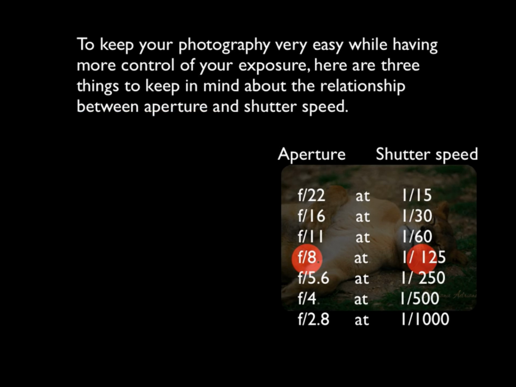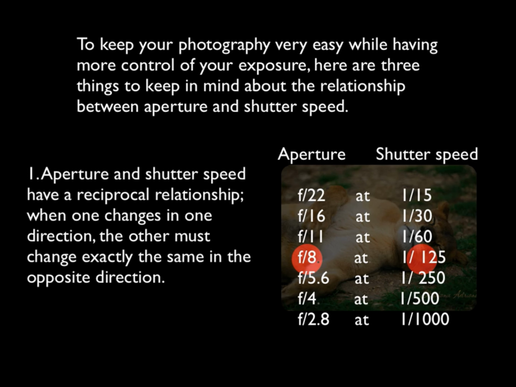To keep your photography very easy while having more control of your exposure, here are 3 things to keep in mind about the relationship between aperture and shutter speed. Number 1. Aperture and shutter speed have a reciprocal relationship. When one changes in one direction, the other must change exactly the same in the opposite direction.